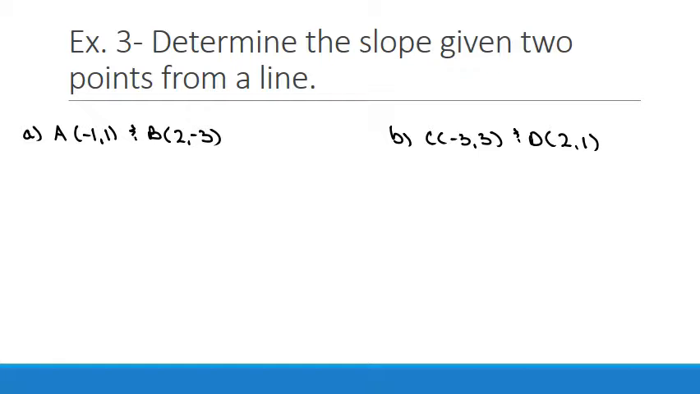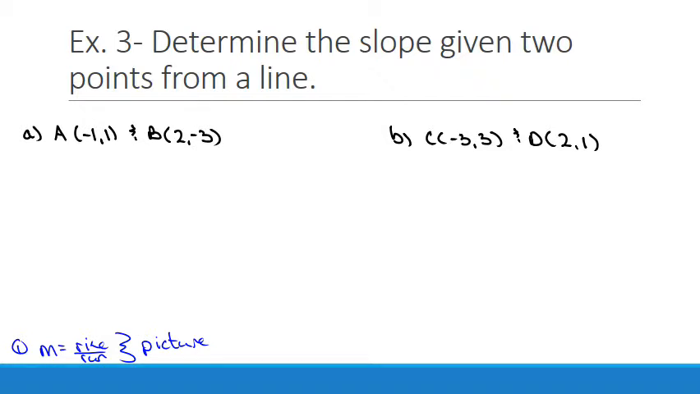Example 3. Determine the slope given 2 points from a line. So thus far, you guys know one formula for slope, which is slope equals rise over run. That is great, and you want to use that formula when you have a picture. So when we have m equals rise over run, that is good when you have a picture. If you have a picture of the line, that would be the formula to use.